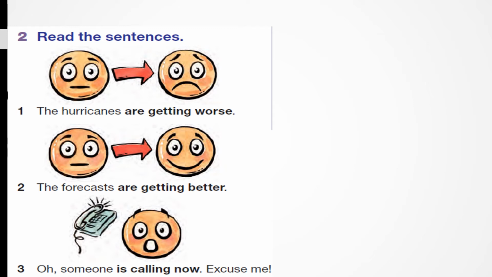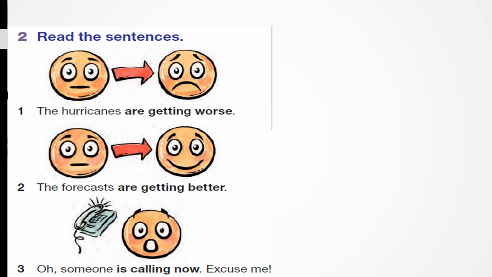Okay, now look at the first sentence and the second sentence. Do you think the actions are happening now? The hurricanes are getting worse only now? The forecasts are getting better now only? What do you think? No, they aren't. They are changing over a longer time. So, in this case, we use the present continuous tense. We put the verb to be plus a verb plus ing. Are getting.